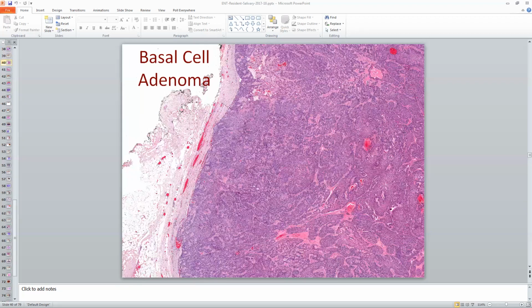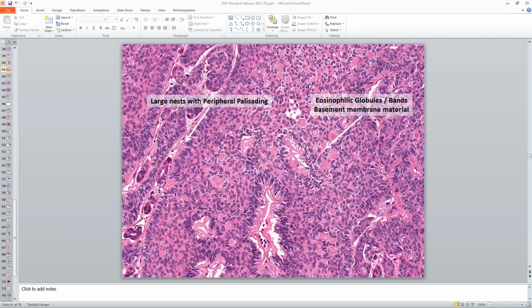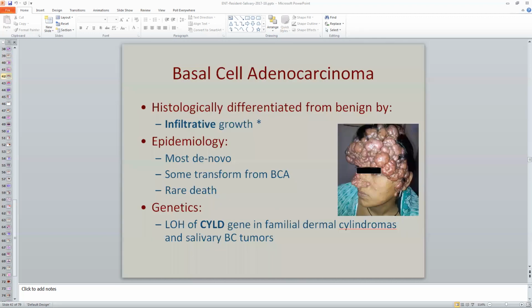Again, the benign tumors are circumscribed or encapsulated, but look very blue on low power. And you can see that they have these nests with peripheral so-called palisading, meaning the nuclei line up like a picket fence, meaning you have these central cords of cells with this occasional eosinophilic hyalinized sort of stromal ball-like material. This is probably basement membrane-like material that's secreted by the cells. So basal cell adenocarcinoma, again, is essentially defined by its infiltrative growth pattern.